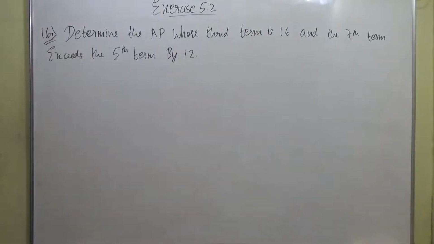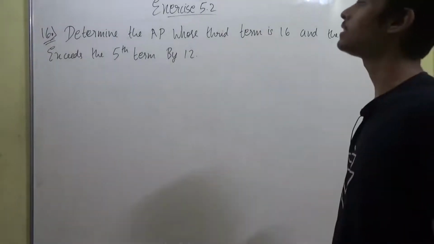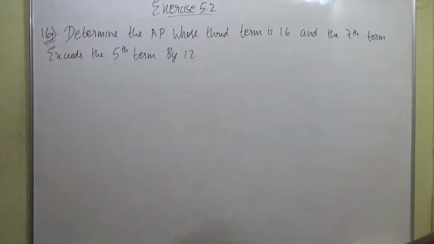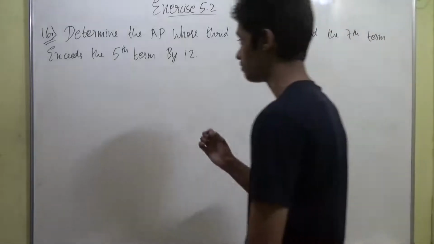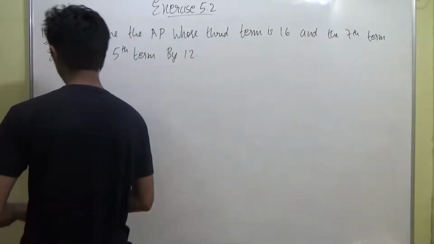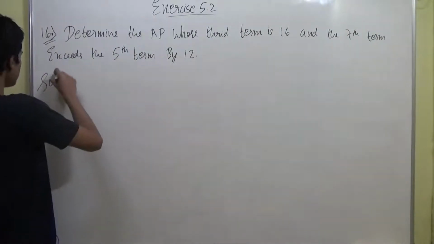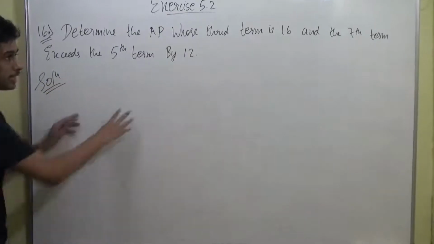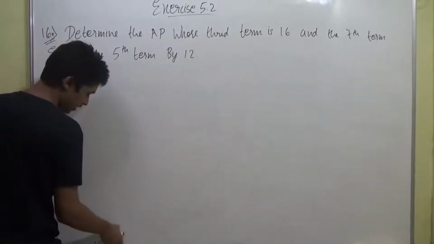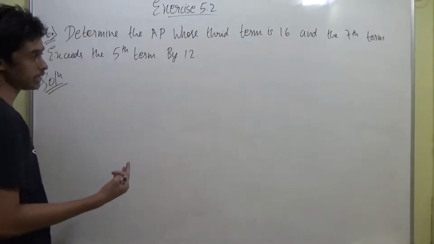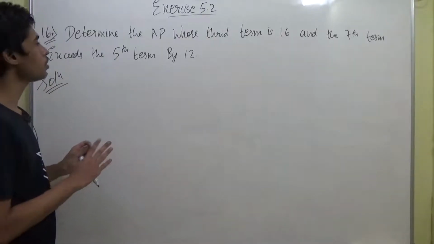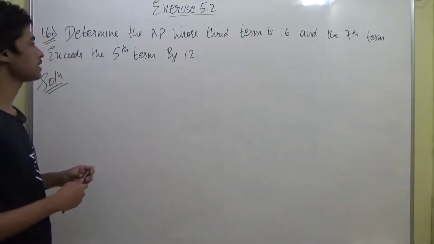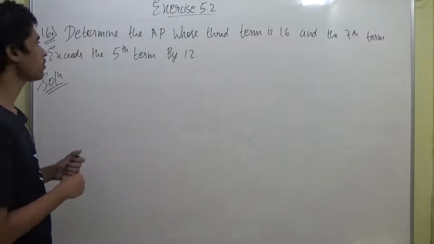Okay, guys. Now let's go to question number 16, which says: determine the AP whose third term is 16 and the seventh term exceeds the fifth term by 12. This is the question, guys. So they have given this in verbal form. Let's express this in mathematical form first. After that, let's see how to proceed ahead. If you express this in mathematical form, half of the work is over, guys. Then you will yourself get to know what we have got to do.